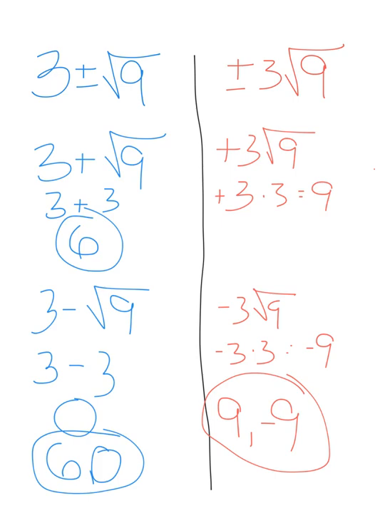In the red, we end up with that positive negative, and in the blue, we don't end up with the plus minus 6, or a plus minus a number. We end up with two different numbers, 6 and 0. Where the plus and minus is, notice it's in between here, and it's in front here. That will dictate what solutions we're ending up with.